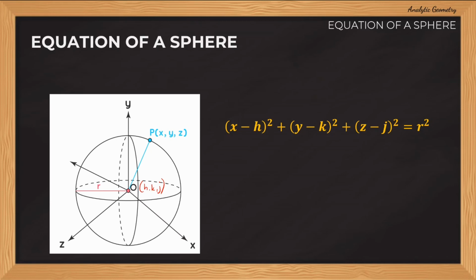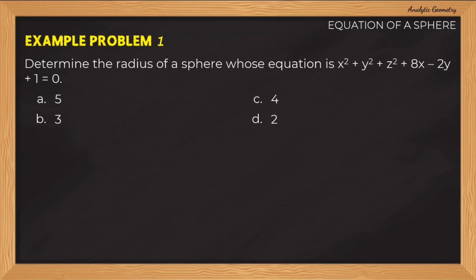Okay, so para mas maintindihan natin guys, let's solve an example problem. So let us solve this problem. Determine the radius of the sphere whose equation is x squared plus y squared plus z squared plus 8x minus 2y plus 1 equals 0. So nandiyan ang ating mga choices. So A is 5, B is 3, C is 4, and D is 2. Okay? So again, ang ating kinahanap dito is the radius ng ating sphere. Okay? So take note, hindi natin kailangang i-plot yung ating sphere para ma-solve itong problem.